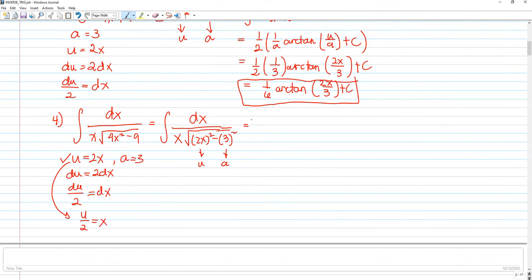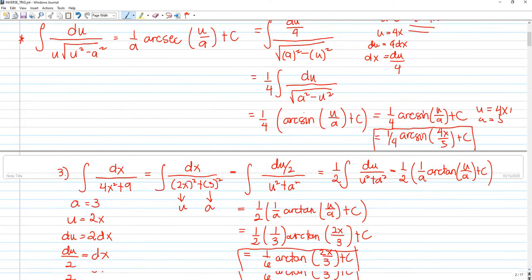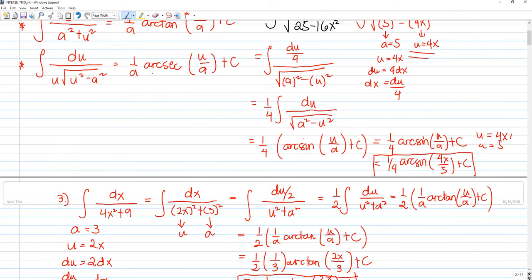So we are now ready for substitution. We have dx is equal to du all over 2, all over x, where x is equal to u over 2, times the square root of u squared minus a squared. As you can see, these 2's will cancel, so that we are left with the integral of du all over u square root of u squared minus a squared, which is actually the formula for the integral yielding arcsecant.